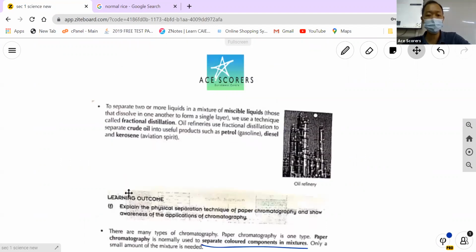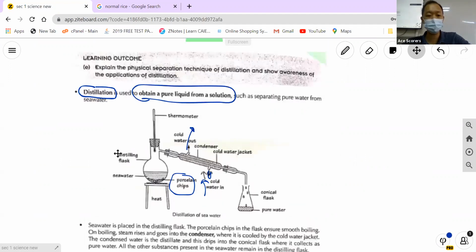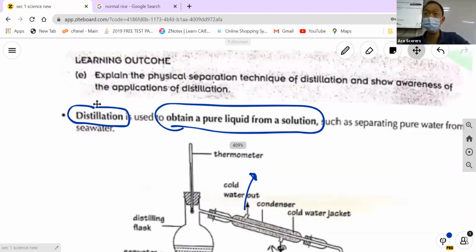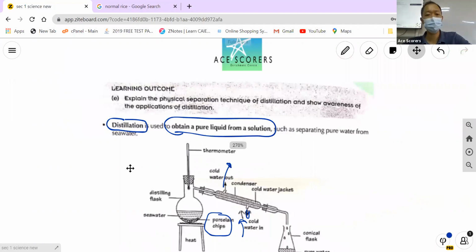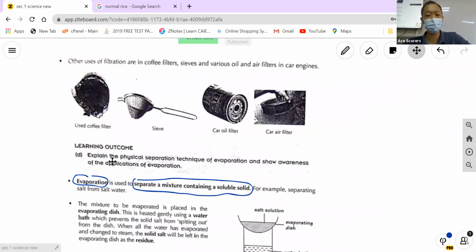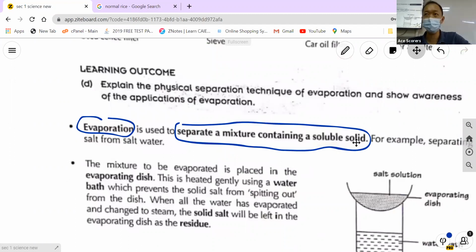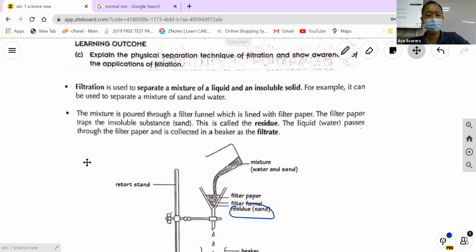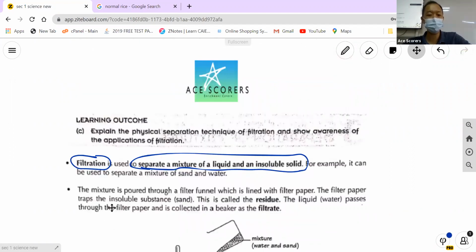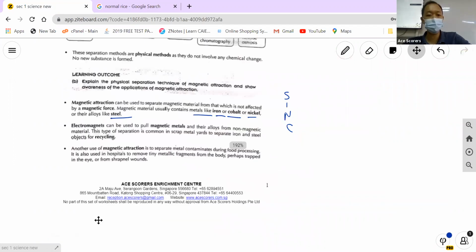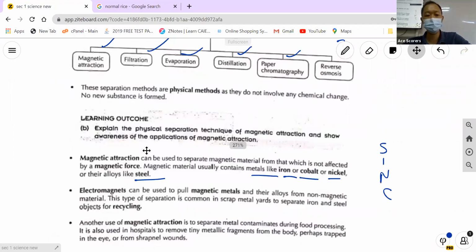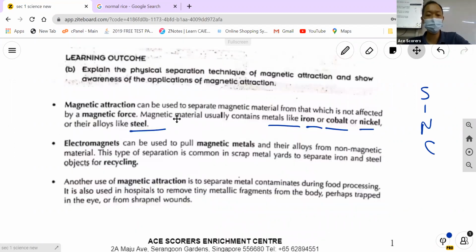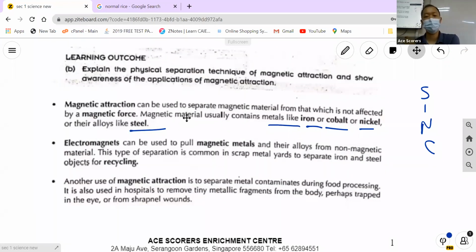We're going to make you memorize this first, all right? For example, distillation, you must tell me what it is used to do? Obtain a pure liquid from a solution. And then what is evaporation? Separate a mixture containing a soluble solid. There are only 4, I think. Filtration: separate a mixture of liquid and insoluble solid. Magnetic, you don't need to memorize it. Magnetic attraction: separate magnetic material from that which is not affected by magnetic force.